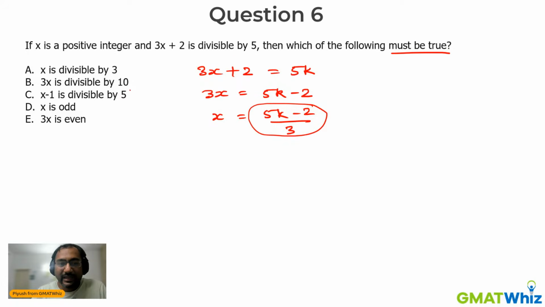3x is divisible by 10. Now if I write this, 3x would be 5k minus 2 itself. There is no chance 5k minus 2 is divisible by 10, because it is not even divisible by 5. It leaves a remainder of minus 2 when divided by 5. So there's no chance this is divisible by 10. So this is definitely false.